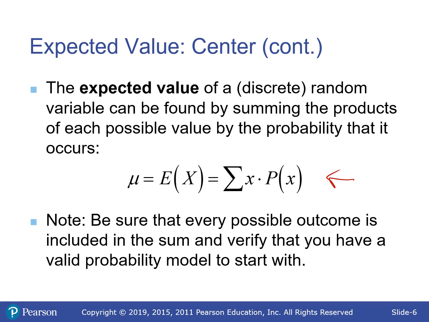Note, be sure to make sure that every possible outcome is included in the sum, and that you have a valid probability model to start with. What should that probability model be? The probabilities should add up to be 1. If not, then you're missing something, and it's not a valid probability model.